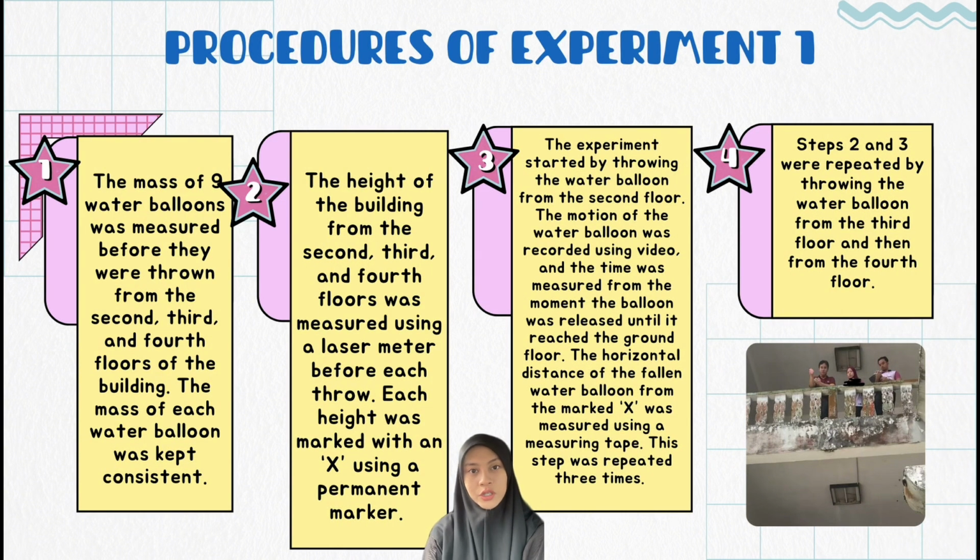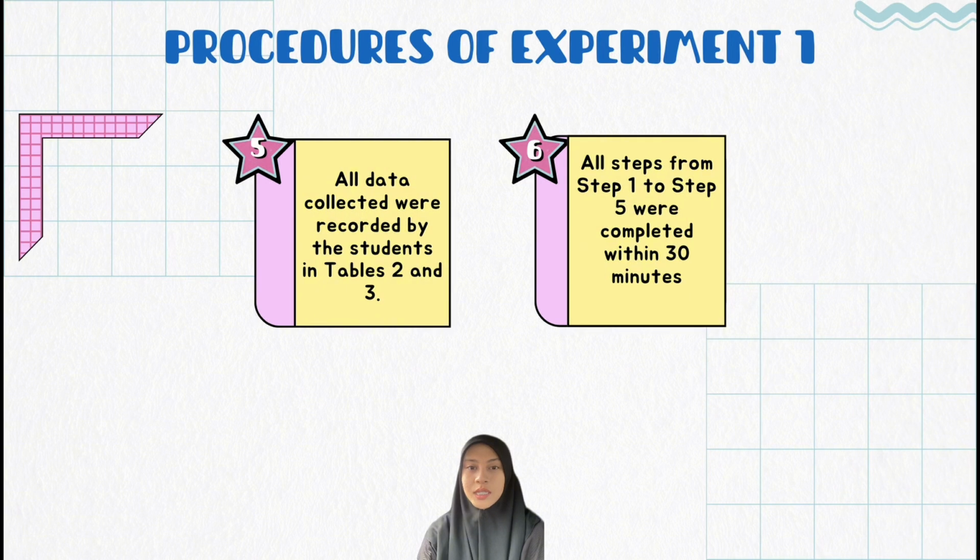Next, we are going to the procedures of experiment 1, which is free fall. For experiment 1, the mass of the water balloons was measured and kept consistent before being dropped from the second, third and fourth floors of the building. The height of each floor was measured using a laser meter and marked clearly. The water balloons were then released from each height, and their motion was recorded using video to measure the falling time. The horizontal distance from the landing point was also measured. Each step was repeated several times to ensure accuracy, and all data were recorded in the tables provided.